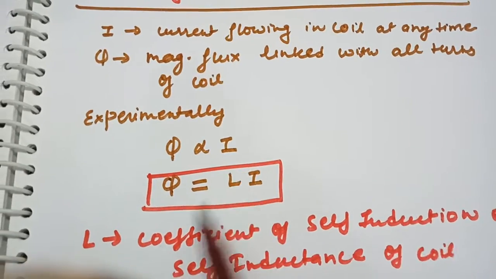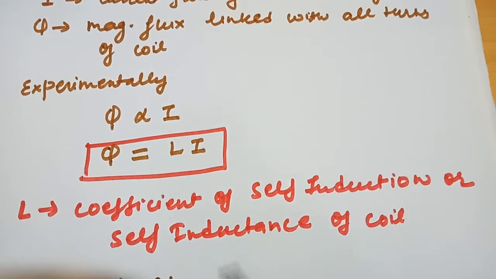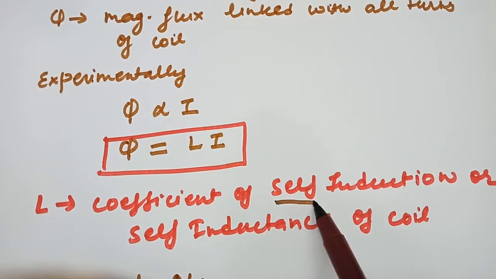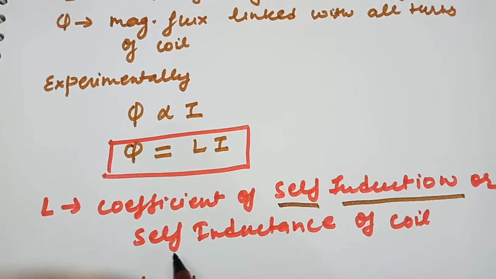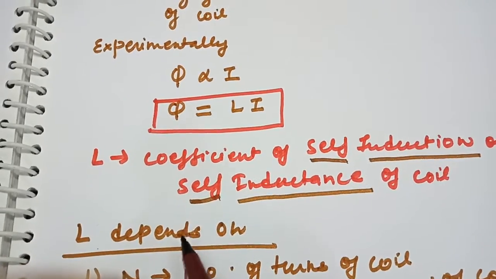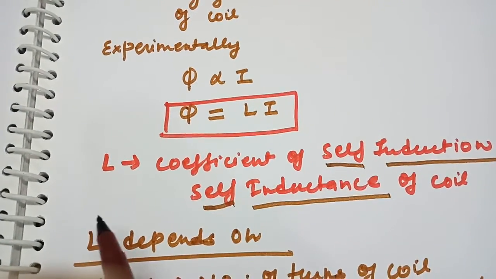What is this L? Now this L is called the coefficient of self-induction or self-inductance of the coil. Always remember, self-induction is a phenomenon, but self-inductance is a physical quantity. And this self-inductance of a coil is related to the coil only.